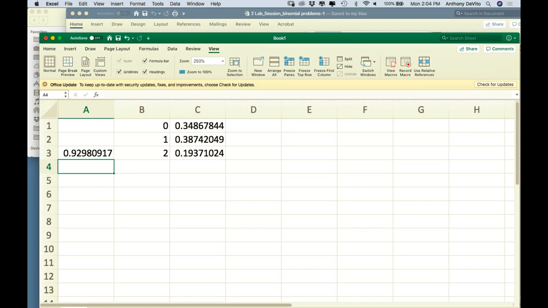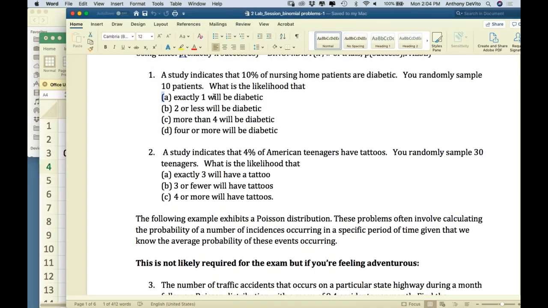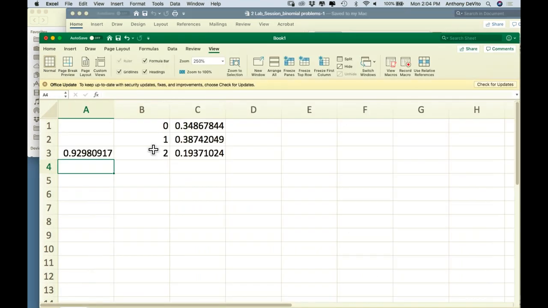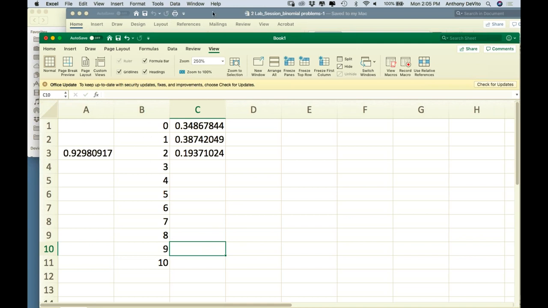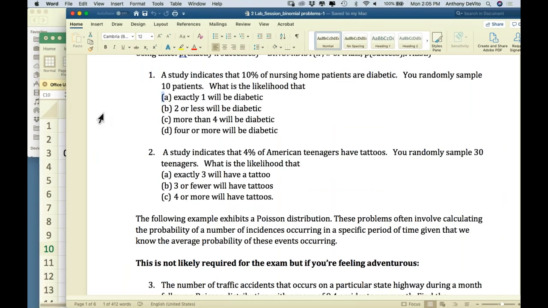Two, one, or zero seems like the most likely outcomes combined, right? So now, what's the next question I have here? The probability that more than four will be diabetic. Well, more than four would be, I'm going to write number of successes: 3, 4, 5, 6, 7, 8, 9, and 10. Okay, so probability of more than four, is that what it said? More than four? More than four.